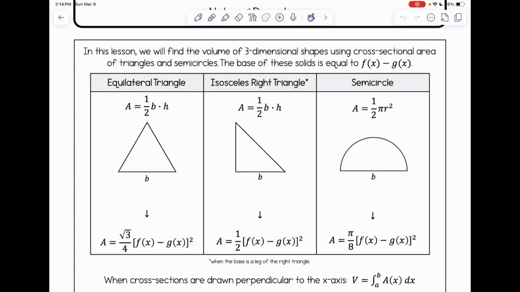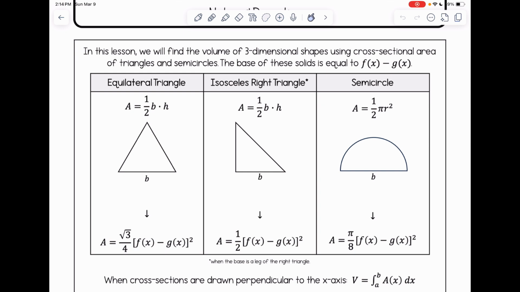In this lesson, we are going to be talking about finding the volume of three-dimensional shapes using cross-sectional area, and this time we're going to be talking about triangles and semicircles. The previous video on this playlist will go over how to find cross-sectional volume with squares and rectangles. So when we are doing cross-sections as a follow-up to the previous lesson, the base of these solids is equal to f of x minus g of x.